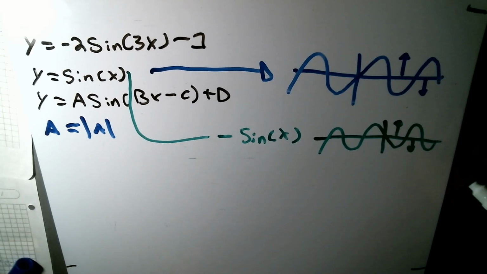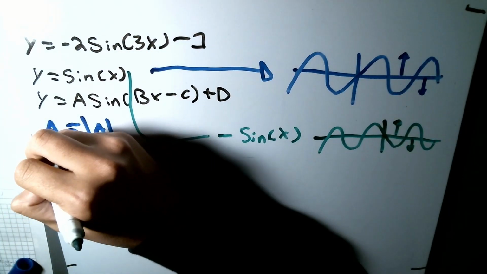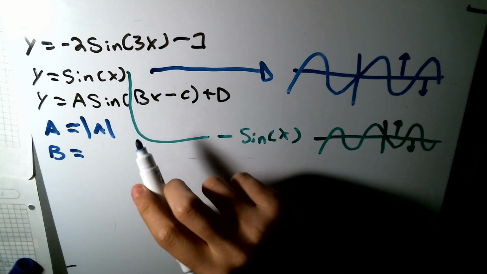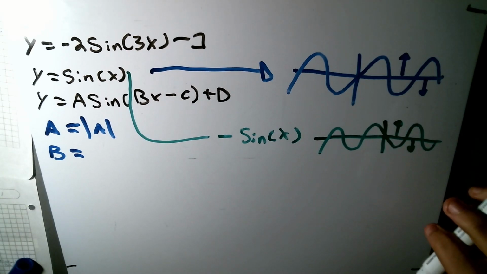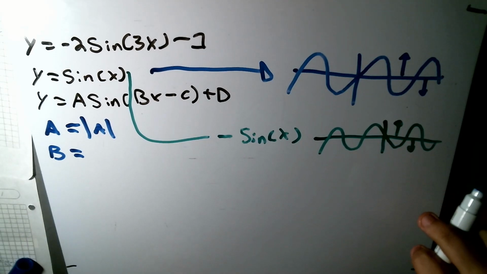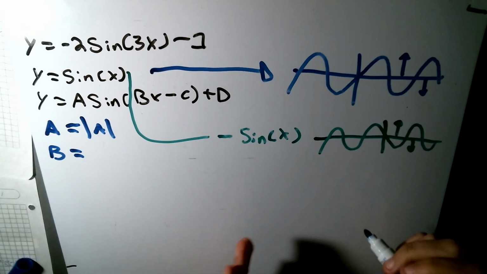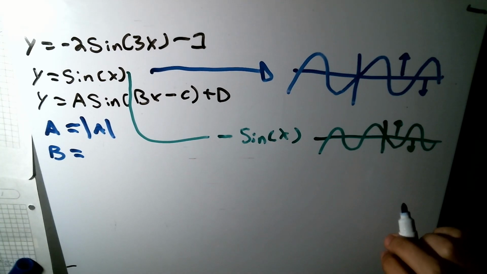Now let's look at the next thing, which is b. B is this part here. B is the frequency, and it determines whether the period increases or decreases. So the bigger it is, the skinnier, if you can call it that, the graph gets.